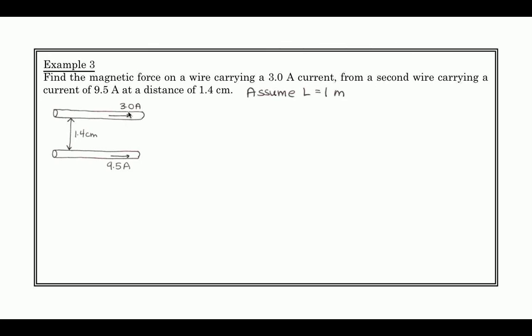So what's this going to do? Well, this guy's got a current, it's 3 amps, it's in the I-hat direction. And this guy right here, this is the one down here that's creating a magnetic field. And so basically we get 9.5 amps, it's also in the I-hat direction, and they're 1.4 centimeters apart. So this guy's creating a field, this guy up here is sitting in it, and we want to find the magnetic force on him. Conversely, we could also do the same with the other. So this one creates the field, the upper one responds to it.